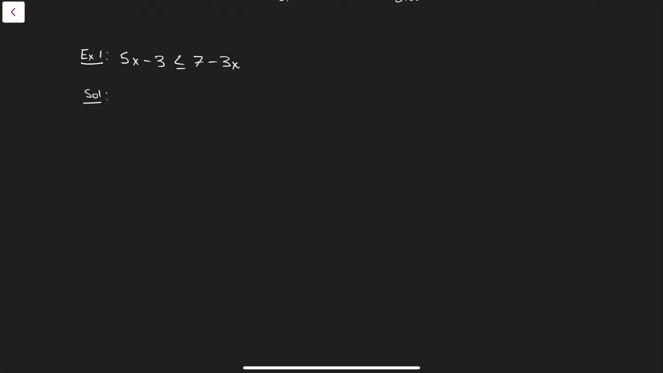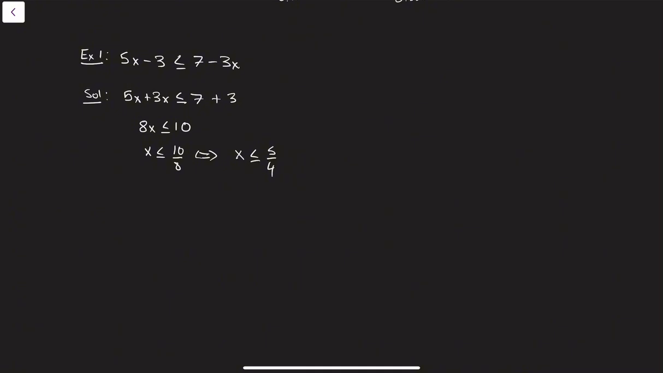So let's do that. Feel free to pause the video and solve the question yourself, and then come back to it to check to see if you got the right answer or not. So in this case, we bring all the x's to the left side, and we bring all the constants to the right side. So we'd have 5x plus 3x, and that would be 7 plus 3. We then have 8x is less than or equal to 10. x is less than or equal to 10 over 8. And that's equivalent to x is less than or equal to 5 over 4. Great, pretty simple, relatively easy.